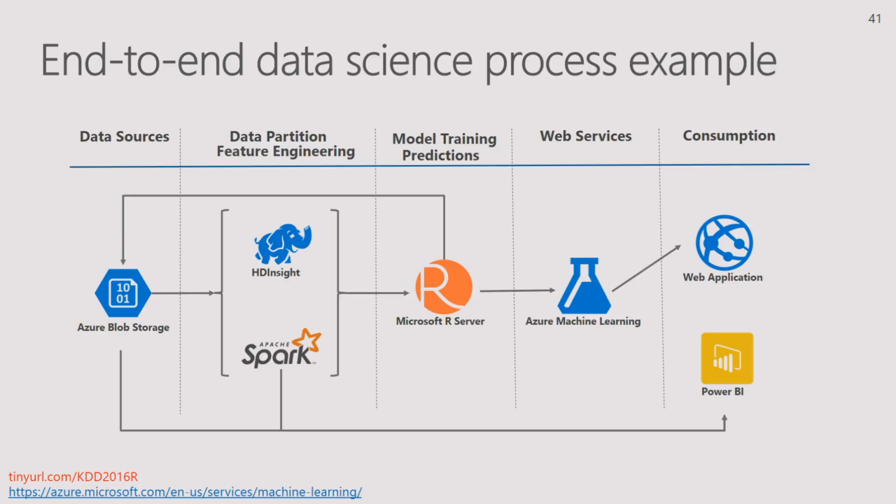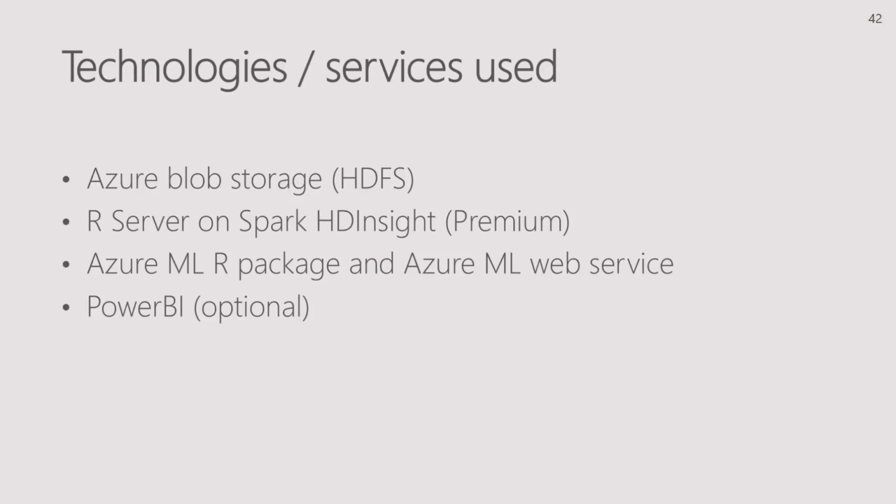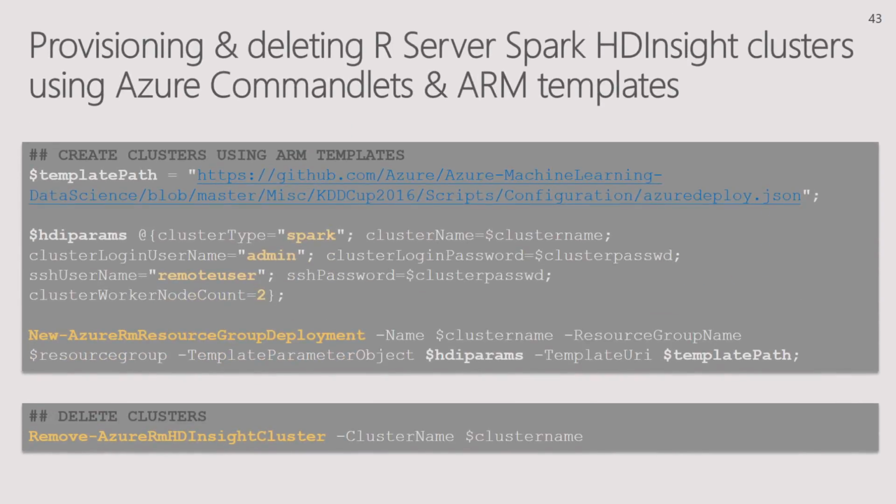You can also do dashboarding using Power BI, and you can pull data directly from Blob, or you can register SQL tables in Hive in the Spark context, and those Hive tables can also connect directly to Power BI, and you can do dashboarding with that. So the technologies that I'll show are Azure Blob Storage, R Server on HD Insight, Azure ML, including the AzureML R package that enables you to deploy a model from the R Server on Spark, and Power BI, which I'm not showing, as an optional situation.